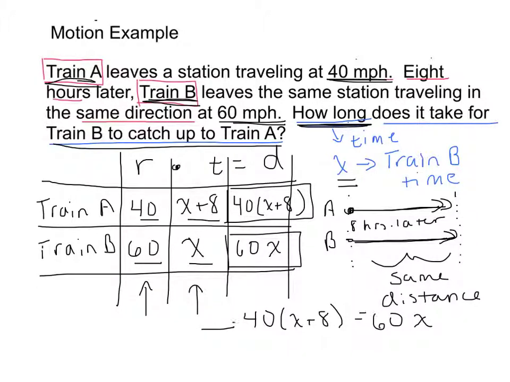And I think once we get to this point, you can probably take it from there and solve this equation for x. Remember, when you find x, x represents the time that it took for train B to catch up to train A. And the last question would be, is that the answer to the problem? So I'll leave you with that.